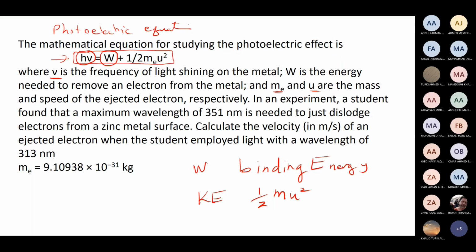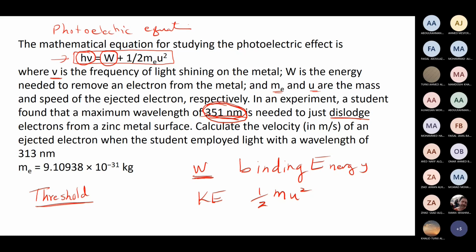In an experiment, a student found that the maximum wavelength required to dislodge the electron away is 351 nanometer. This energy we call threshold energy. What's threshold? The maximum wavelength or the minimum energy required to take the electron away. So this is the minimum energy required to take the electron. So this 351 nanometer light is equal to what in energy? Equal to the binding energy.